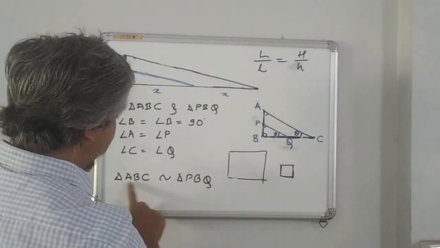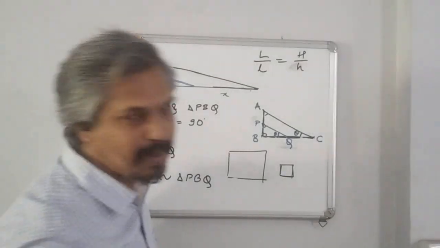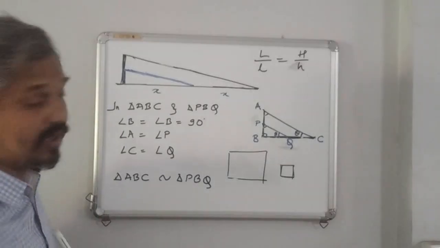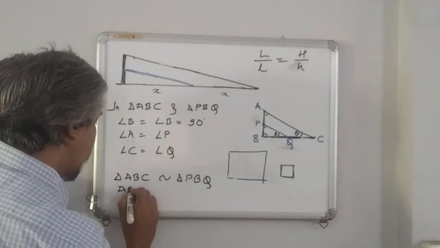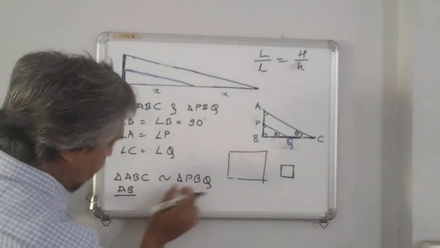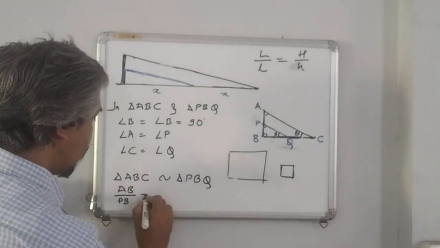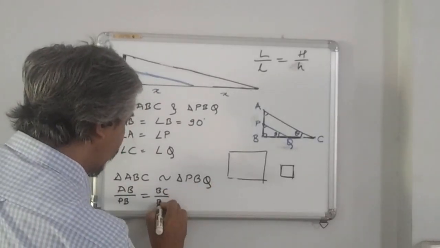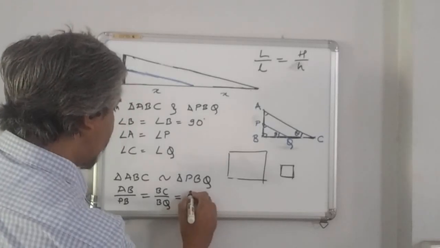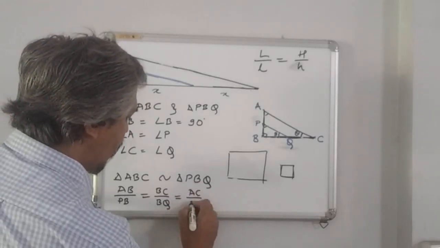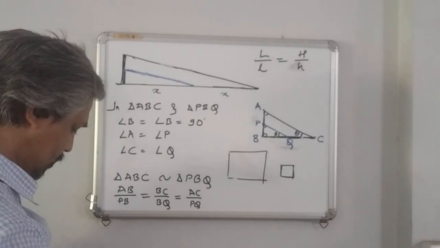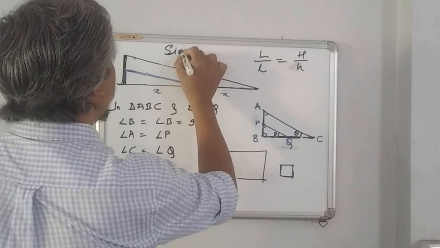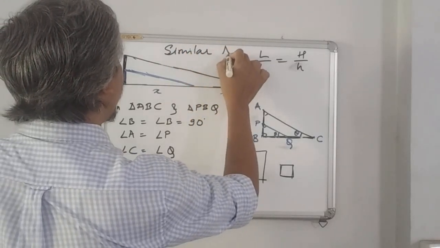Then we realize that if the two triangles are similar, their corresponding sides are proportional to each other. So we can say that AB upon PB is equal to BC upon BQ is equal to AC upon PQ. This is called similarity, or similar triangles.